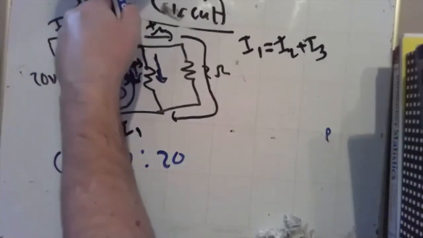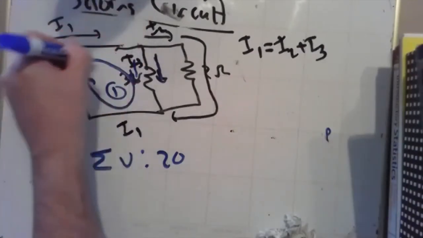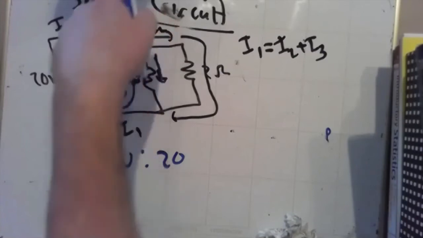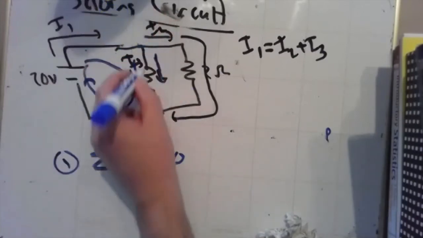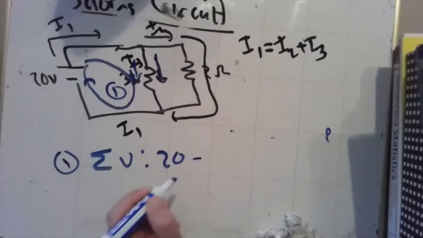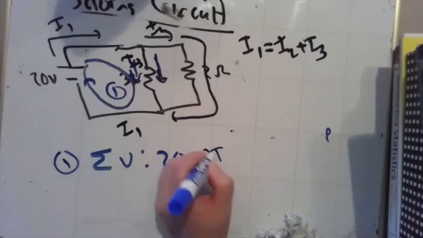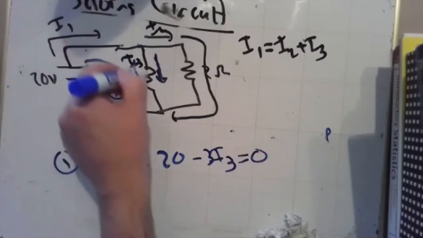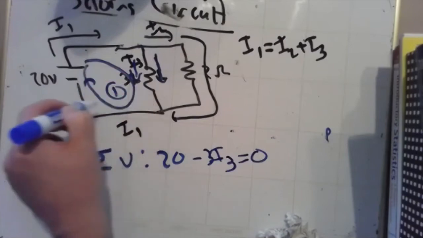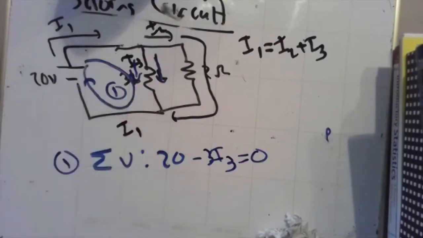Okay, so this loop that I've drawn goes down through that resistor. The current I drew also goes down through the resistor. When things line up, it's a drop. So the drop through that resistor, V equals IR, is -3 I3. That should equal 0. That's every voltage rise or drop around that loop.